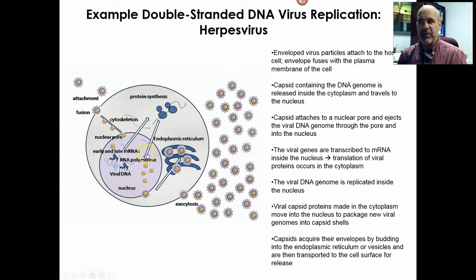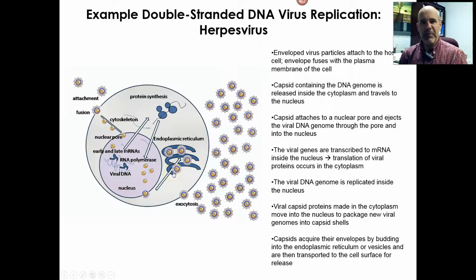Well, those capsid proteins that are made have to go back into the nucleus because your DNA is in here replicating. It's being replicated. And so now you need new DNA genomes to get packaged up inside these new herpes virus capsids. The capsids come out of the nucleus.